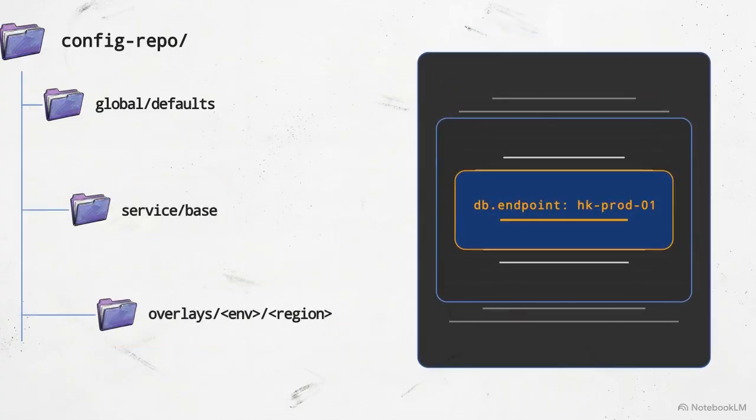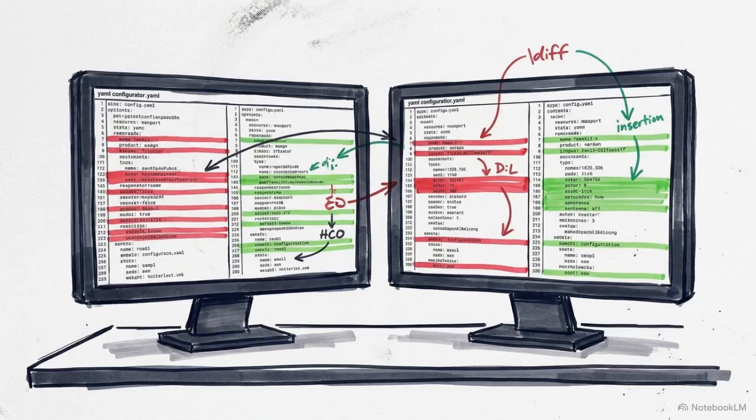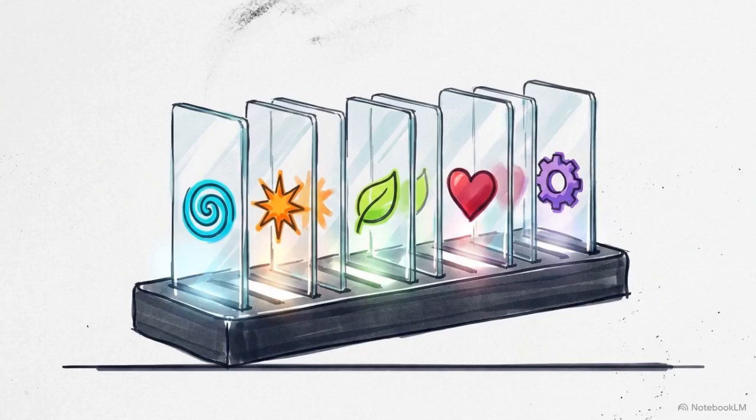These are layered overrides. An overlay file contains only the specific delta for that target, such as a Hong Kong database endpoint or a regional throttle limit. Everything else inherits from the tiers above. If your QA and production files are nearly identical copies, you invite drift back into the system. By storing only the differences, the configuration stays organized and auditable.